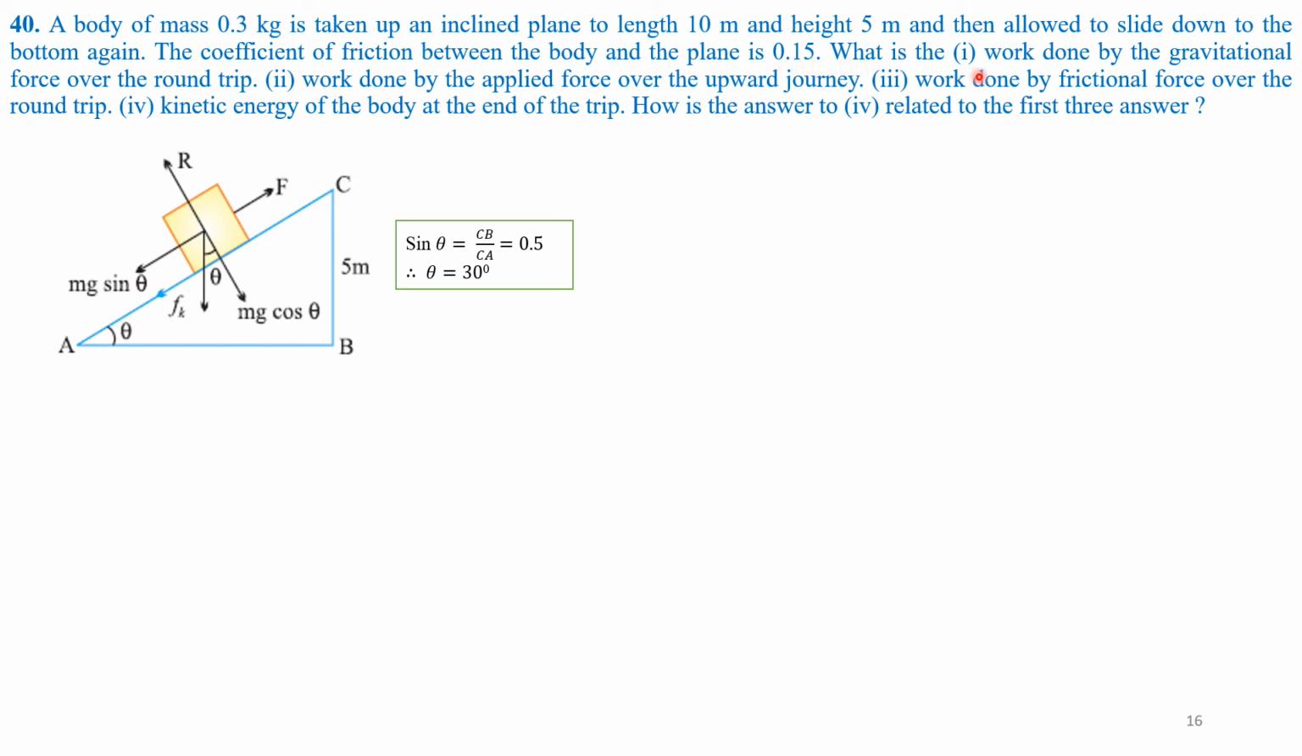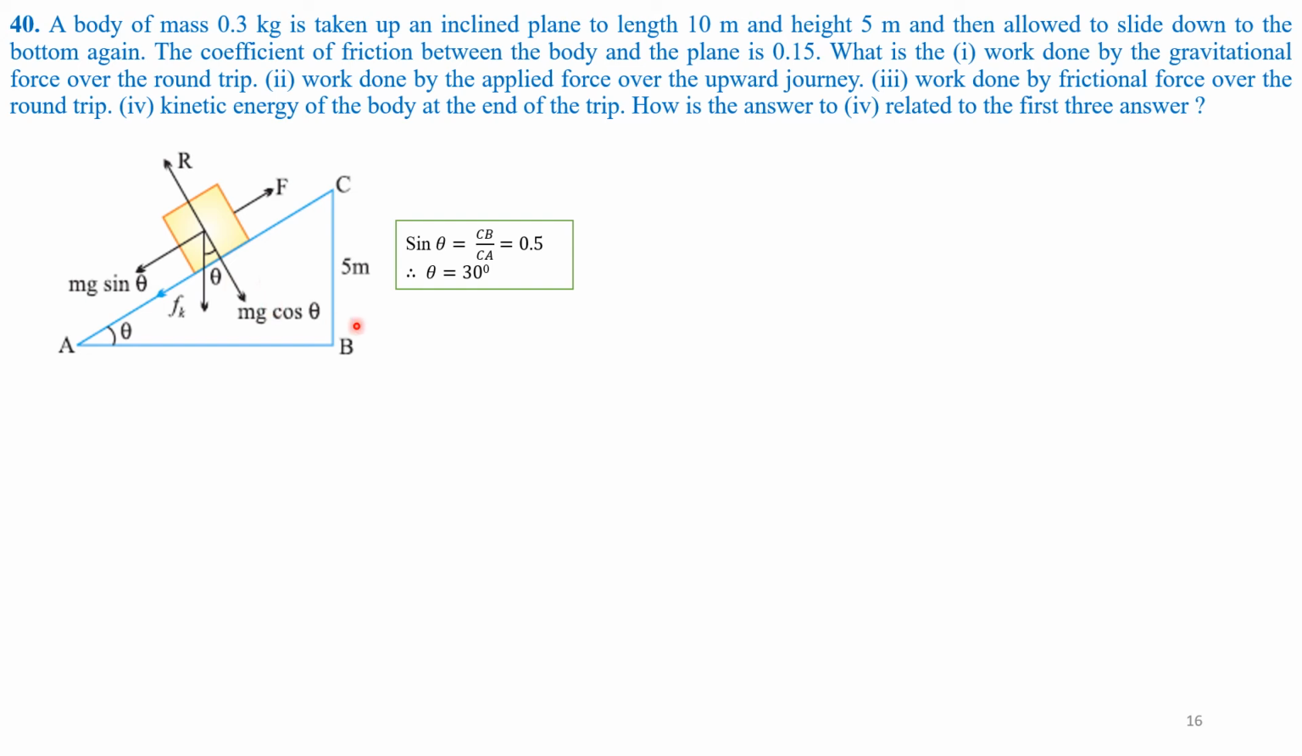So we have to find the work done by the gravitational force over the round trip, work done by the applied force over the upward journey, work done by the frictional force over the round trip, and part 4 is kinetic energy of the body at the end of the trip. How is the answer to part 4 related to the three answers? This is the question. So please refer to the diagram. It is shown up and down.